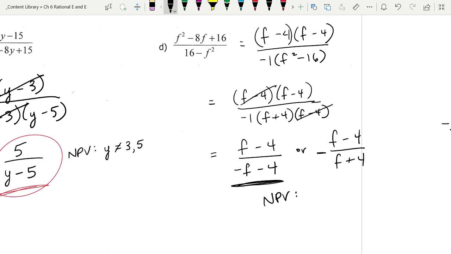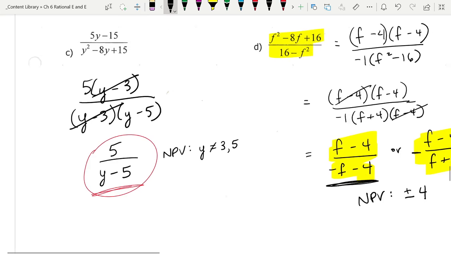Oh, but don't forget, this thing only equals that thing if I avoid what numbers? What can f not be? Think about it. What can f not be? Go to the factored form. Go to this step here. f can't be plus or minus 4, right? Because if f was 4, I'd have 16 minus 16. If f was negative 4, I'd have 16 minus 16. So this expression equals this expression, or this one, whichever one you like better, as long as we stay away from plus or minus 4.